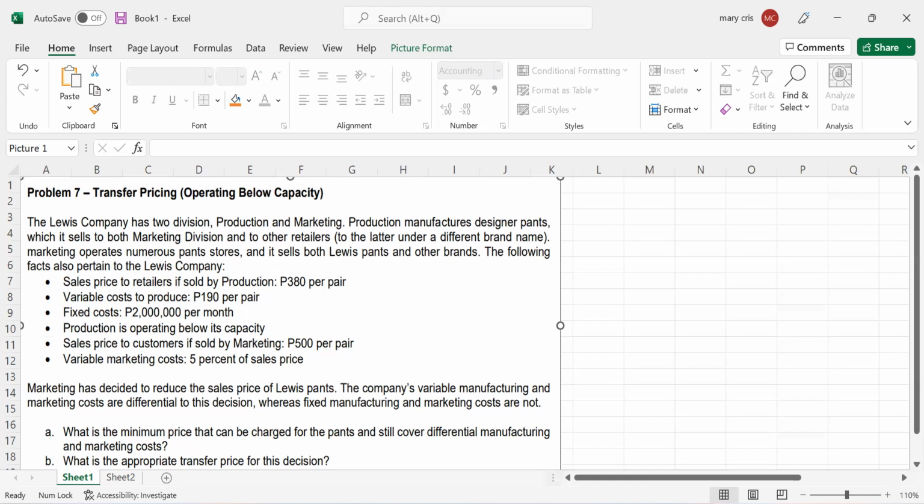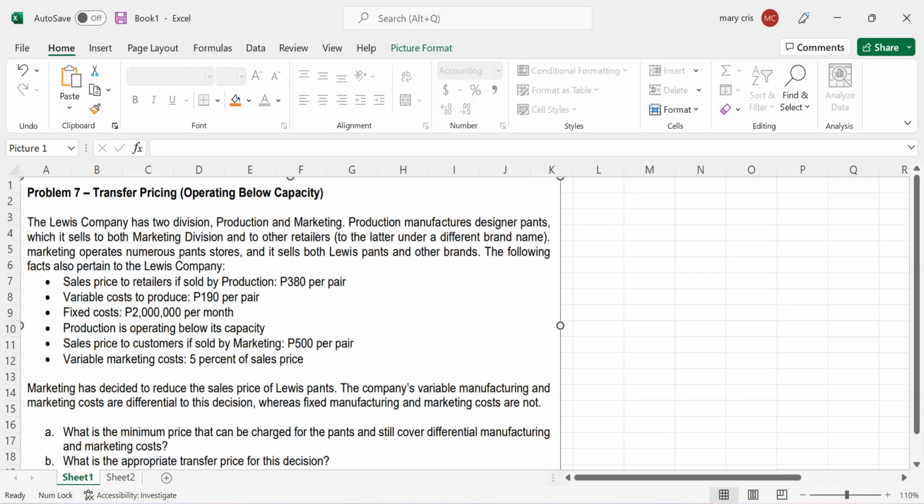So, sales price to retailers if sold by production is 380 per pair. So, yung sa mga outsider, no, kung si production ang mamaligya sa outsider, 380 daw per pair. So the variable cost to produce is 190 per pair. The fixed cost incurred, no, is 2 million per month. Take note here, the production is below its operating capacity.